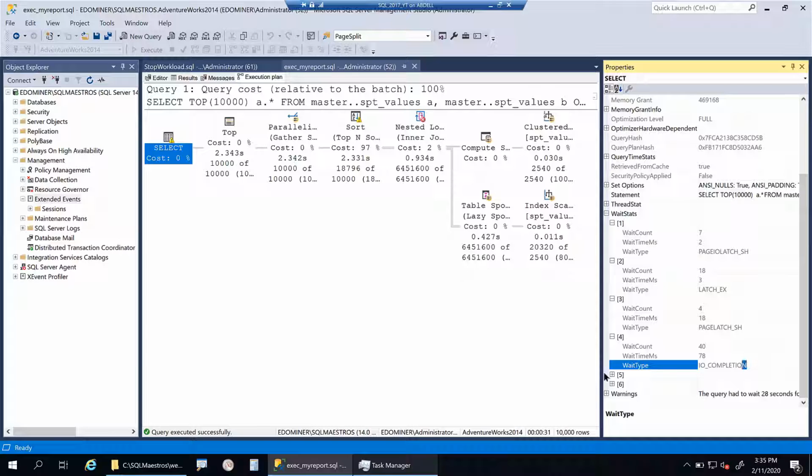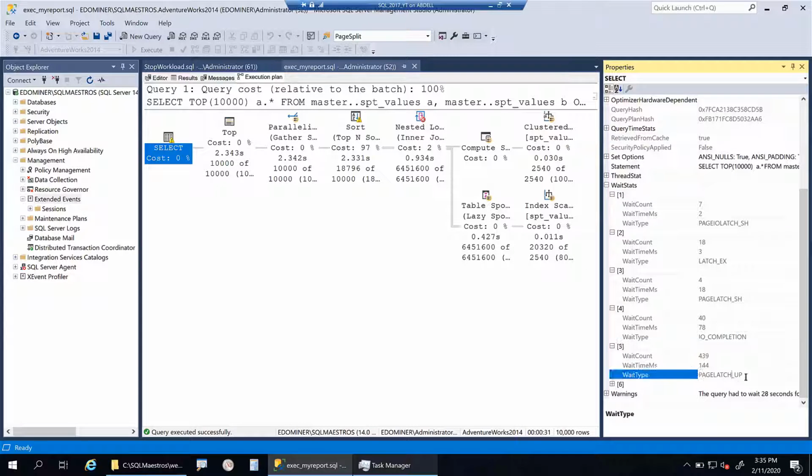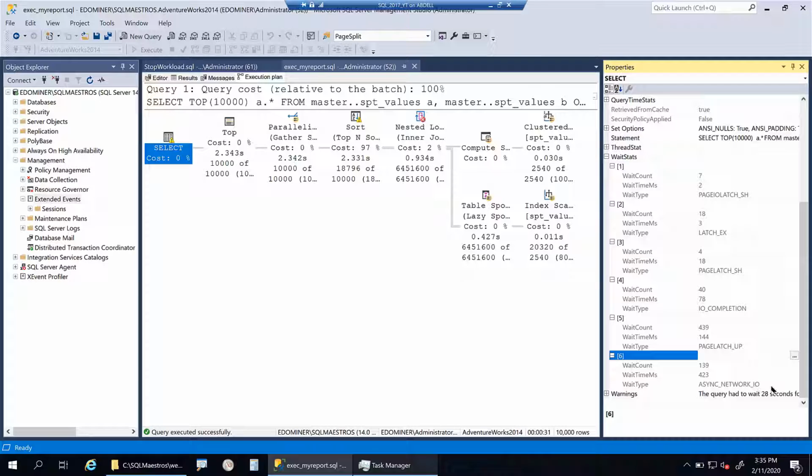Then there is another wait type, IO_COMPLETION. Then the fifth one, which is PAGELATCH_UP. So this stands for update. That stands for shared. That's how we read this. And another one is ASYNC_NETWORK_IO. Now, if you look at all these wait types that were encountered by this query, you also get to see the wait count and wait time in milliseconds. 423 milliseconds, 144 milliseconds, 78 milliseconds, and 3 milliseconds, and so on. So you can see the cumulative numbers out here. But none of these numbers are equivalent to 20 seconds or 28 seconds or 30 seconds.